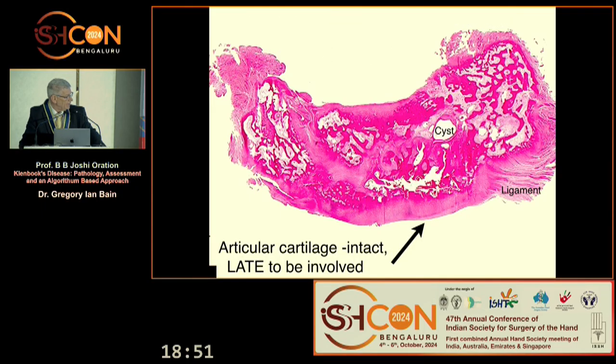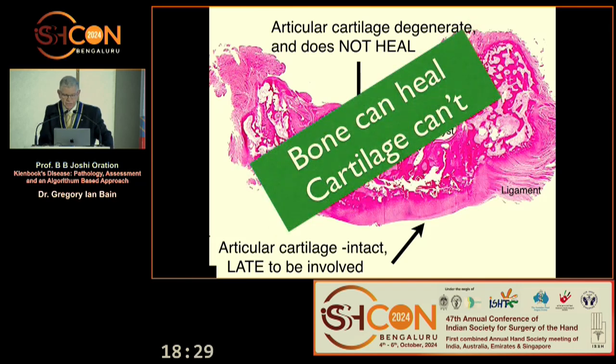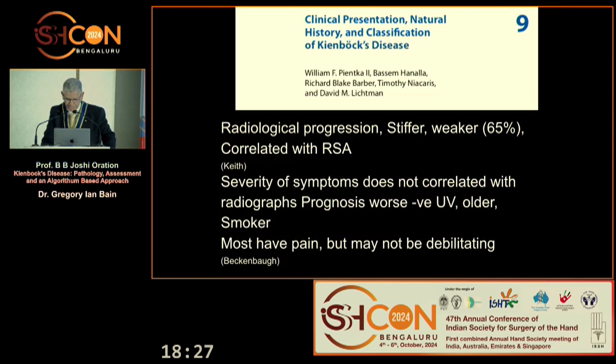The articular cartilage on the proximal aspect looks almost pristine. So articular cartilage involvement in Kienbock's disease can often be late. And if we look more distally, it's degenerate. But we know articular cartilage can't heal, so it occurs late, but if it does occur, it's a very bad thing in Kienbock's disease. So we need to be aware of those aspects.